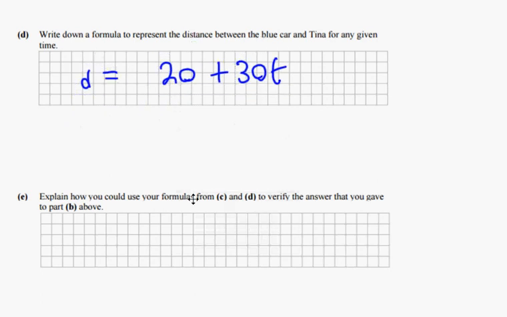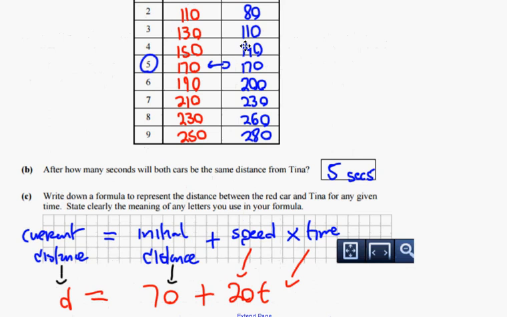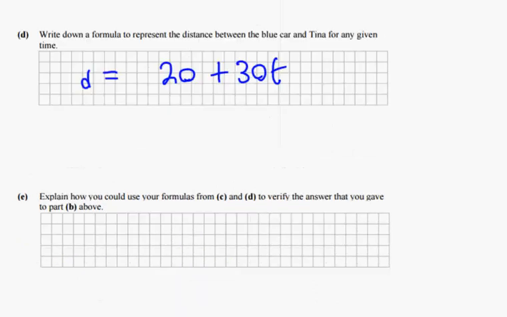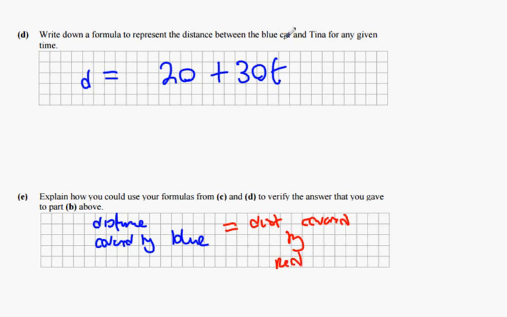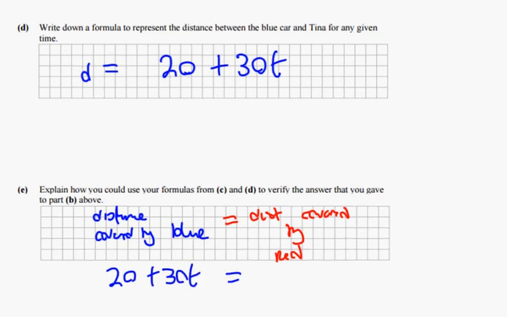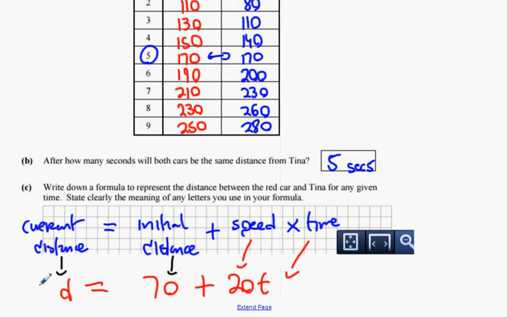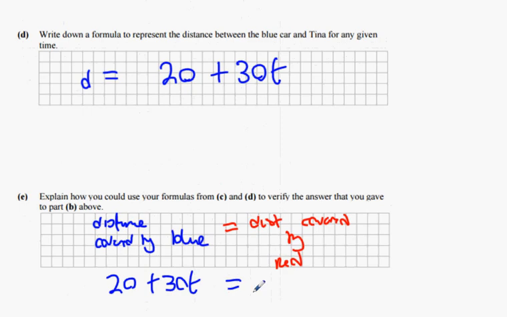Now, explain how you could use the formulas from C and D to verify the answer you gave in part B above. So part B was that the time they intersected each other was 5 seconds in. So what I suggest is when they hit each other at the same time, what you say is distance covered by blue equals distance covered by red. And remember, both formulas give you the distance covered. So we can say 20 plus 30t ends up to be the same thing as, what's the other formula down here? 70 plus 20t.